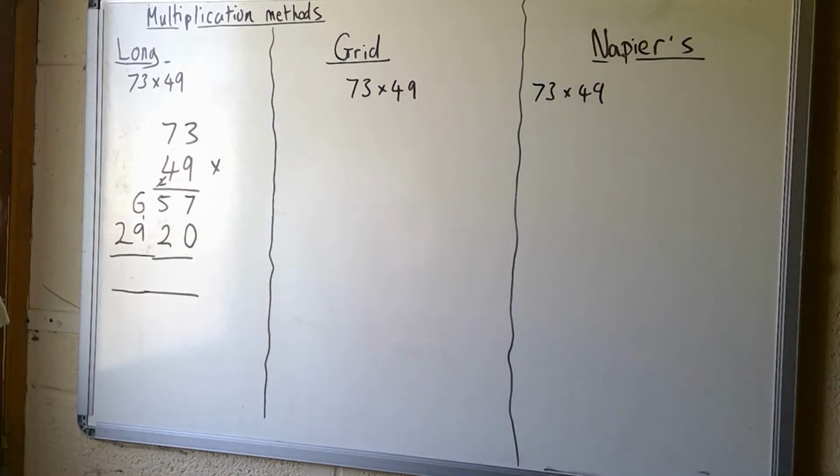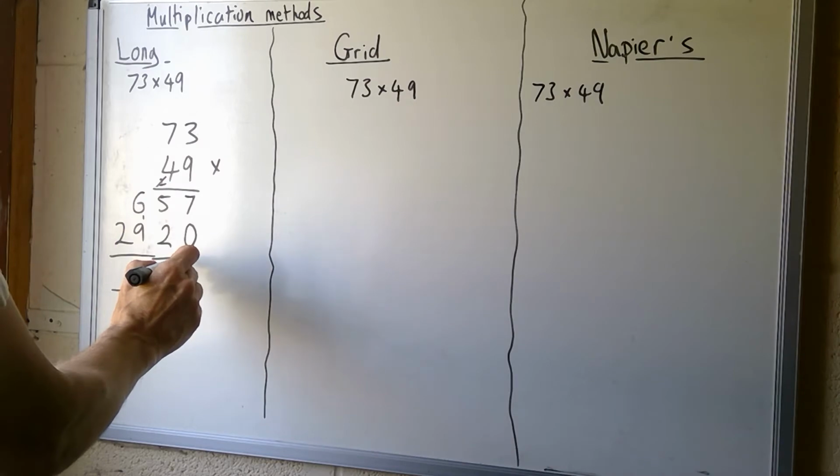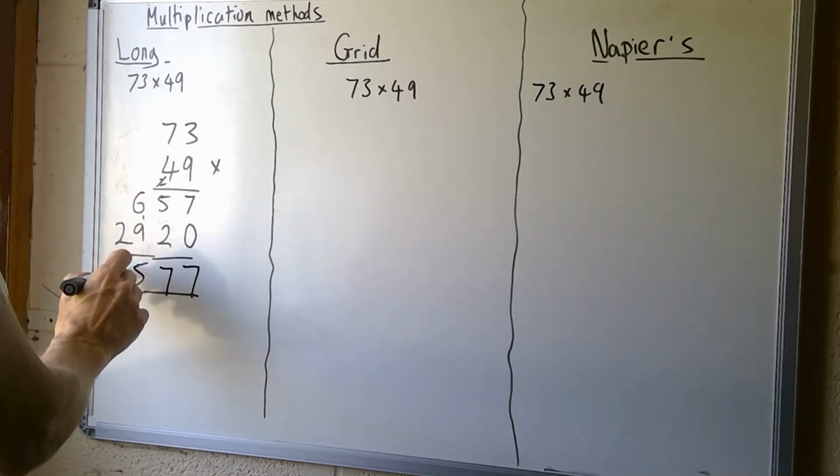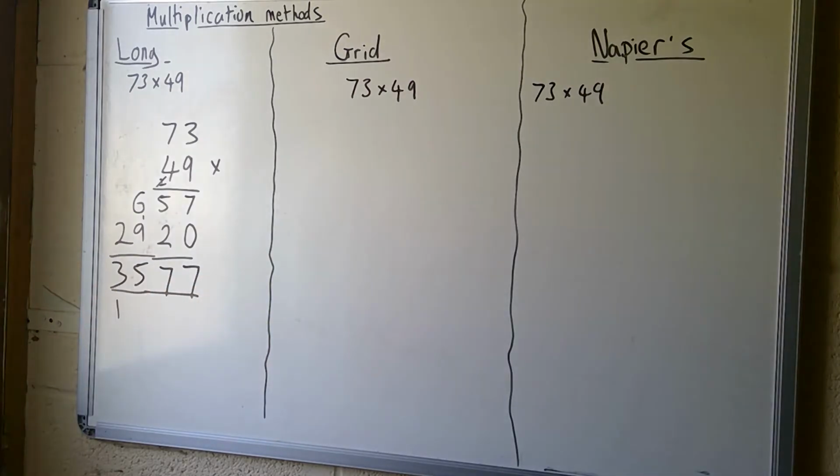Now I need to add these two numbers together to get my final answer. 7, 7, 15, 3,577.